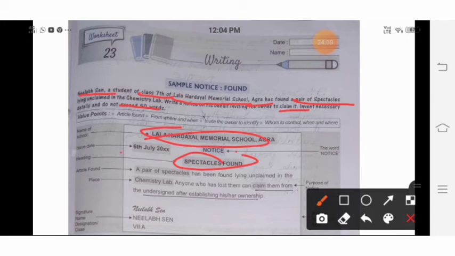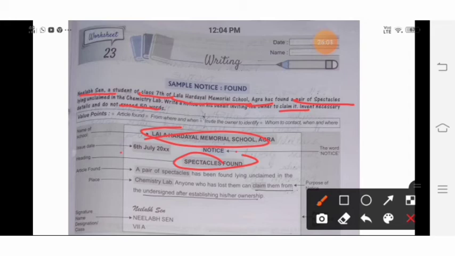So you are writing this notice, a pair of spectacles has been found lying unclaimed in the chemistry lab, because everything is given in the question. See here, a pair of spectacles lying unclaimed, where it is found? In the chemistry lab. Anyone who has lost, means this one who has lost, can claim them, means come and ask for it from the undersigned, means the person who has written this notice, after establishing his or her ownership, means after giving the proper details, right? Is it clear? Means after verifying it, giving the verification.